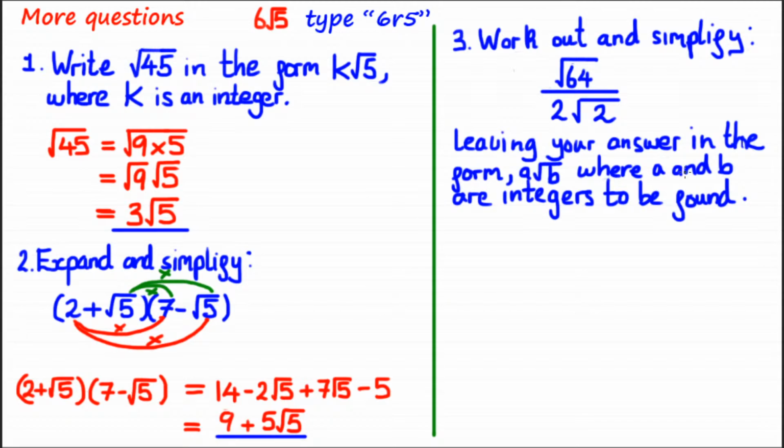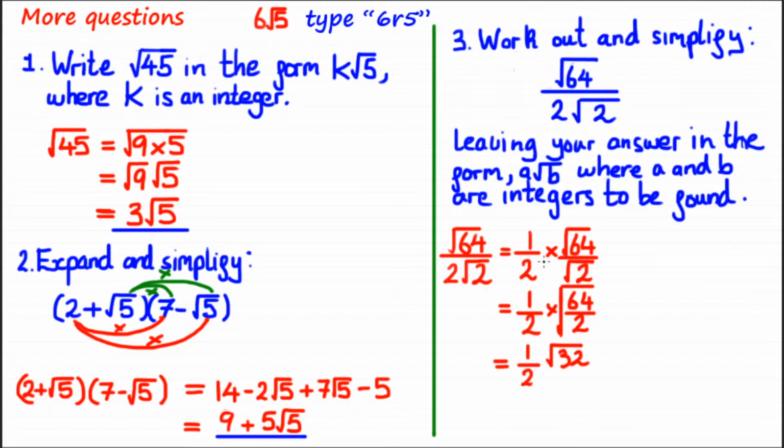Let's have a look at this question, all right? This term here can be written as a half. So we can pull out a half times the square root of 64 over the square root of 2. And what can we do with this? Well, we can use the division rule, which says that this is also equal to the square root of 64 over 2, rather. 64 over 2 is equal to 32, all right?